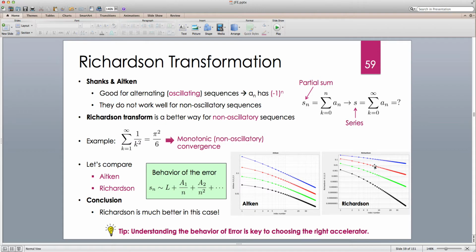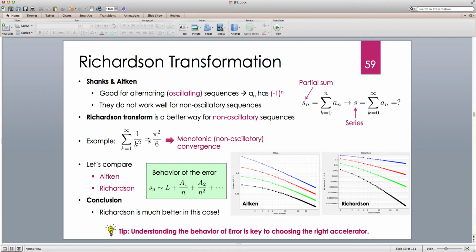We saw that the first order Richardson immediately gives us about 3 decimal places of accuracy. The second order Richardson gives us 5 to 6 decimal places of accuracy, and the third order Richardson gives us more than 8 to 9 decimal places of accuracy. So for this type of sequence, 1 over k squared, Richardson is definitely much better than the Aitken, right? Aitken or Shanks are hopeless, but Richardson is much better.